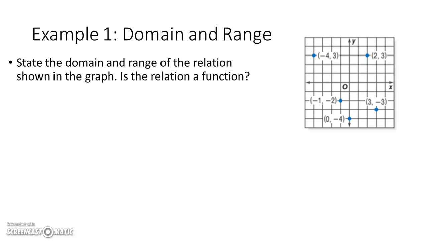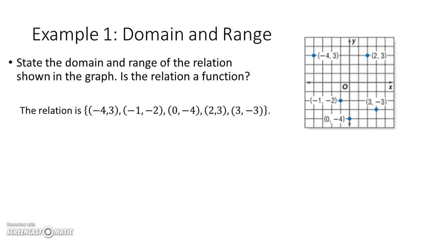Alright, so example 1 here, domain and range. It says state the domain and range of the relation shown in the graph. Is the relation a function? So our domain, this is our relation. R is -4, 3, -1, -2, 0, -4, 2, 3, 3, and -3.